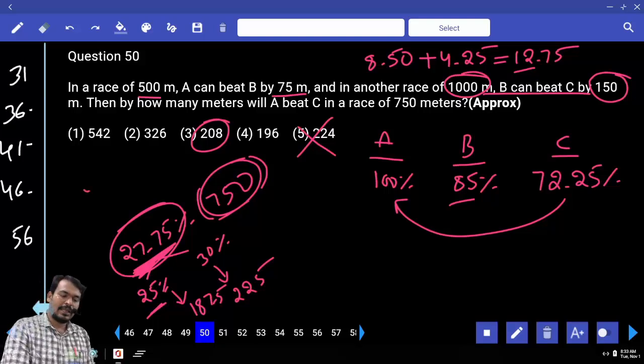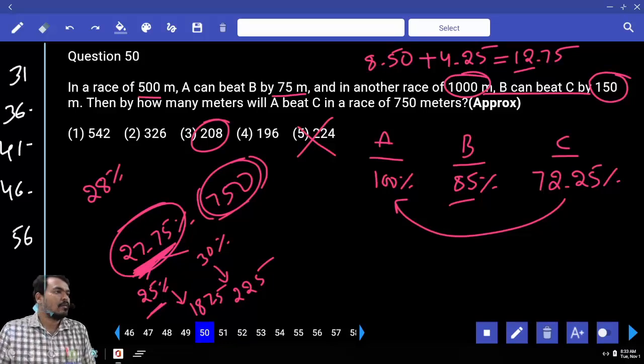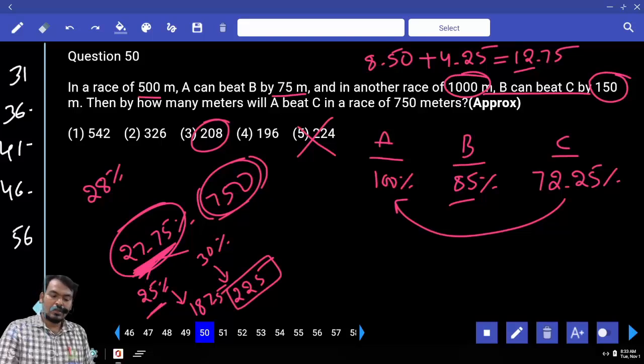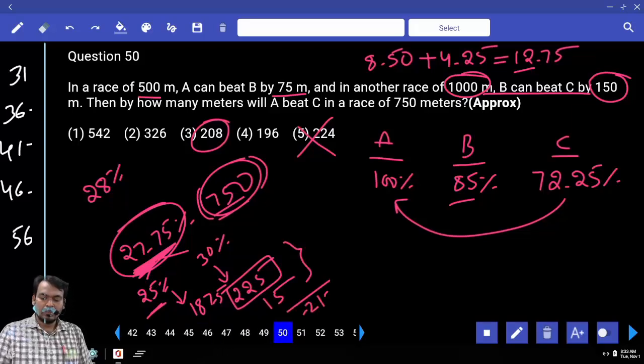27.75%. Or directly we are calculating how much percent? 28% or not? Yes or no? What is the 30% value? 225. What is the 1% value? 7.5. 2% value? 15. 225 minus 15 is 210. That is nearby 208.